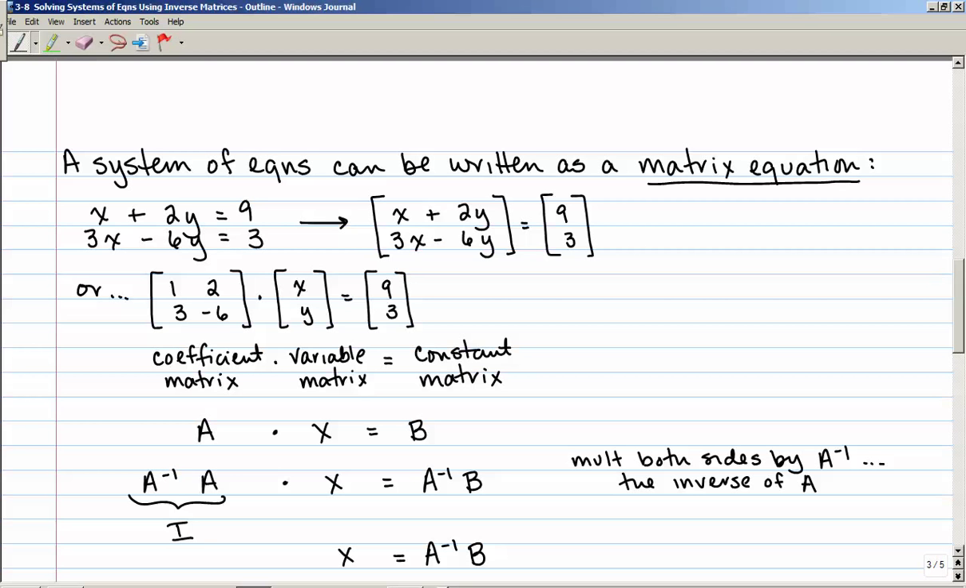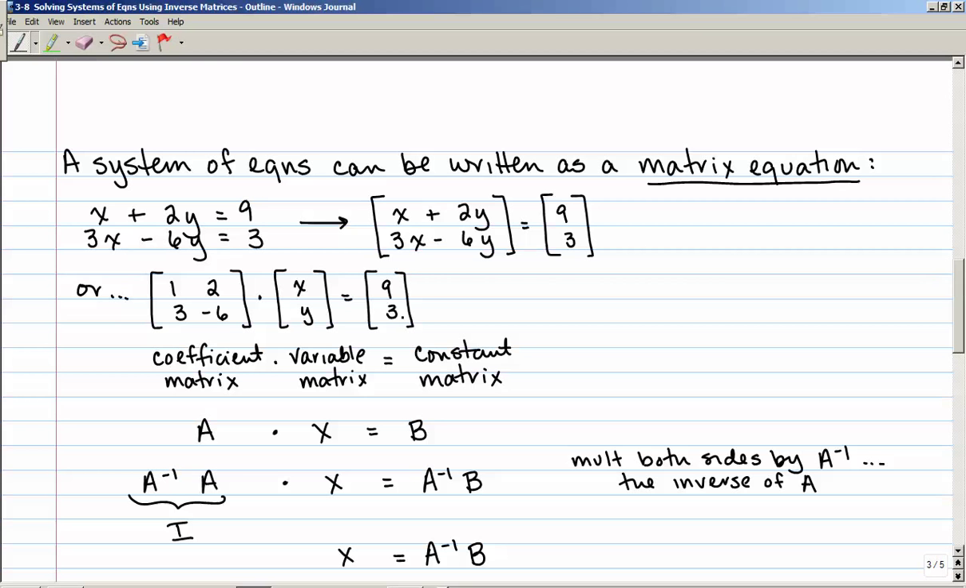The other way you can write this is you take the coefficients of these numbers, so 1, 2, 3, and -6, put those in a matrix, multiply by the x and the y, and that's going to equal the numbers on the right of the equal sign. We call this the coefficient matrix because it contains the coefficients. We call this one in the middle the variable matrix because it contains the variables x and y. And then we call the last matrix a constant matrix because that contains the two numbers that it's equal to.